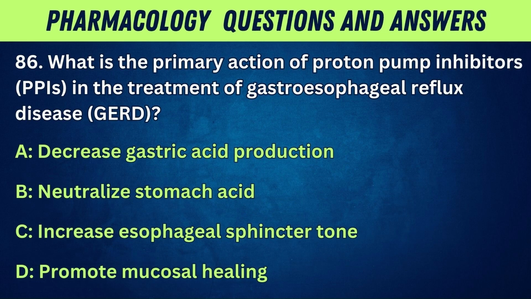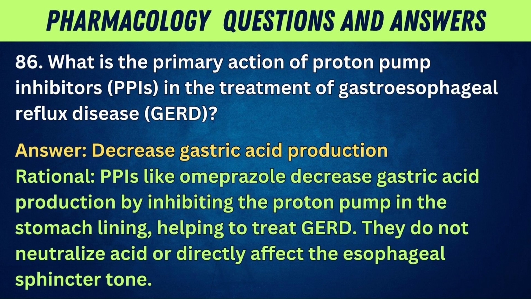86. What is the primary action of proton pump inhibitors, PPIs, in the treatment of gastroesophageal reflux disease, GERD? A. Decrease gastric acid production. B. Neutralize stomach acid. C. Increase esophageal sphincter tone. D. Promote mucosal healing. Answer: decrease gastric acid production. Rationale: PPIs like omeprazole decrease gastric acid production by inhibiting the proton pump in the stomach lining, helping to treat GERD.